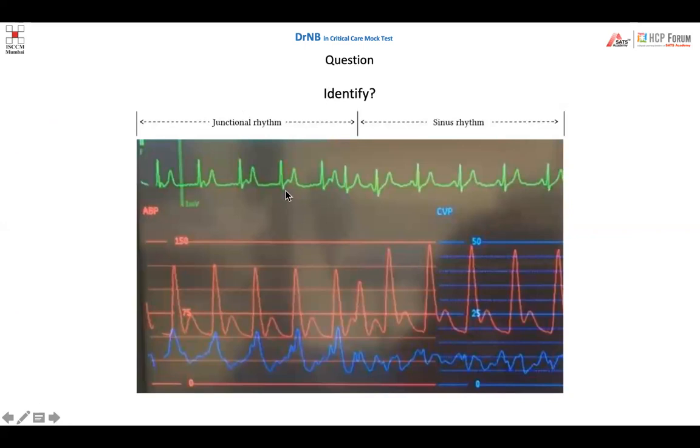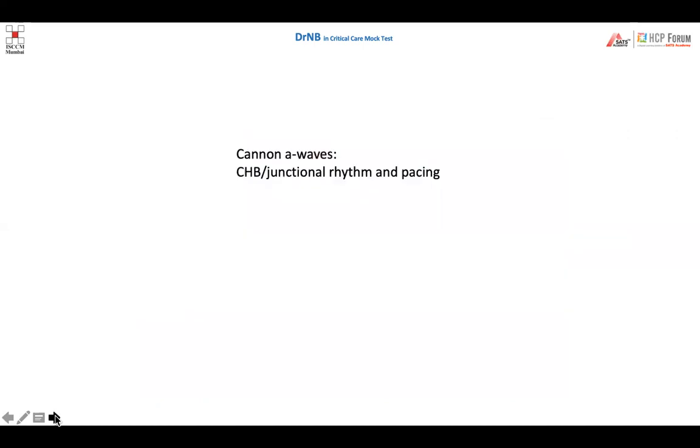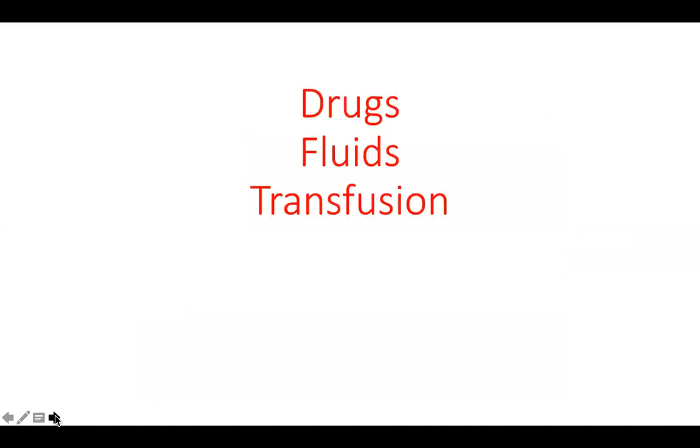What is happening here? Initially there's a junctional rhythm which reverts to a sinus rhythm, and the low BP is better when it reverts to sinus, and you can see cannon A waves in the CVP trace. So there is a junctional rhythm which is causing cannon A waves.